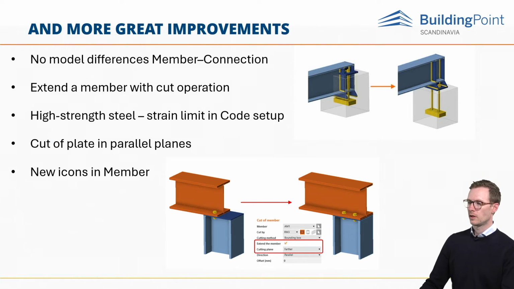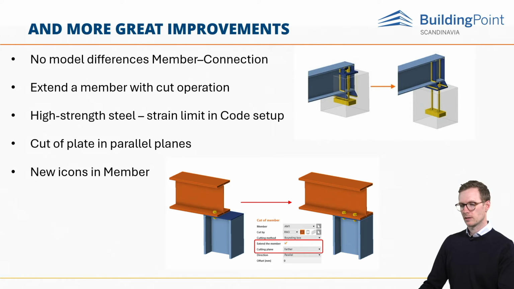There are also other improvements. So now there are no model differences between the member and connection applications. So if you model some connections in the member application, it's the same as in the connection application. You can also extend the member with the cut operation. You also have now included high strength steel, and in the code setup you can then change the strain limit if you want to do that.